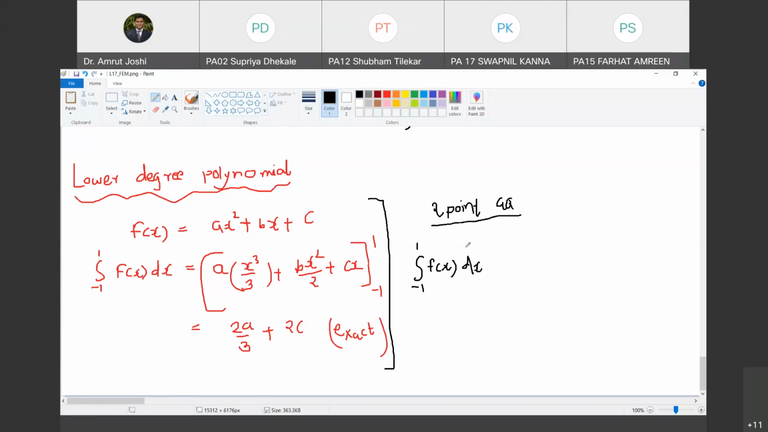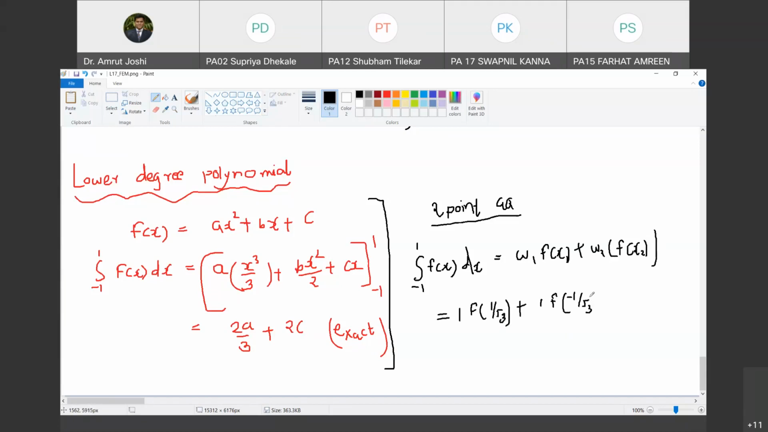Happy? It is equal to w1 into f of x1 plus w2 into f of x2. Do you agree with me? Yes, sir. So what is w1? w1 and w2 both are 1. So 1 into f of 1 by root 3, are you with me? Plus 1 into f of -1 by root 3.